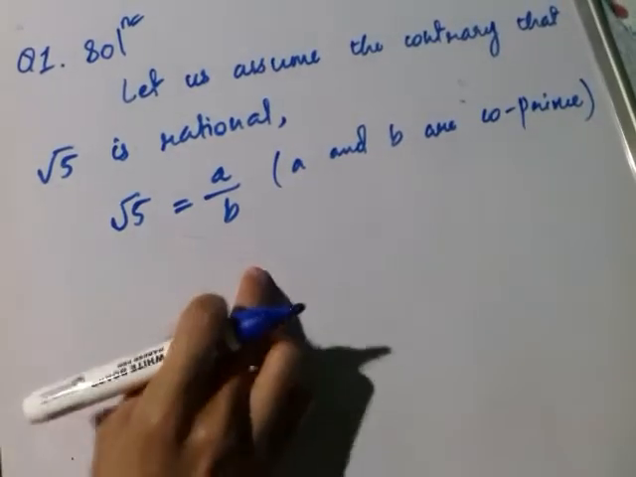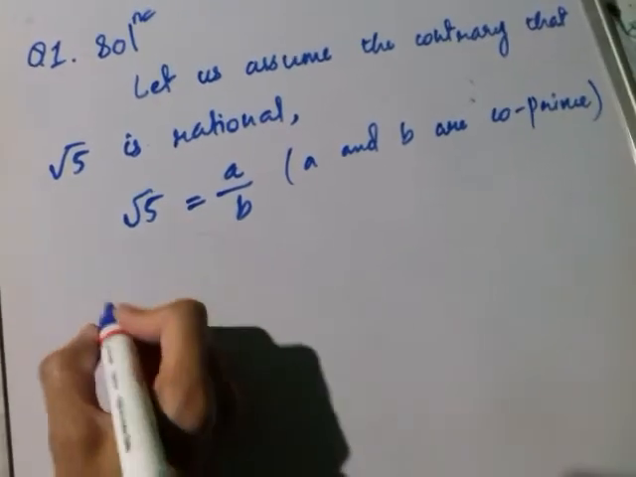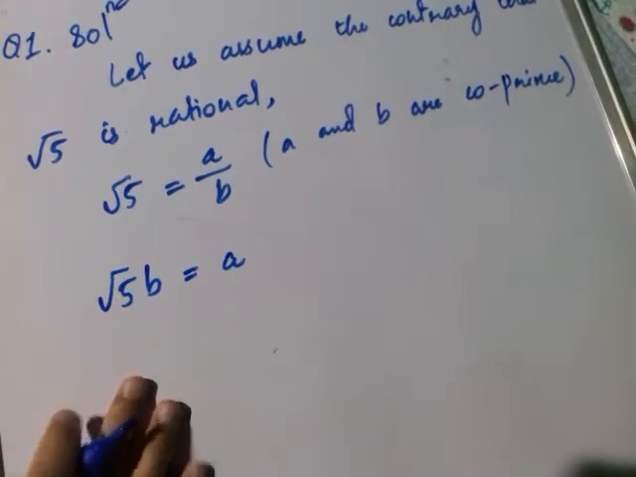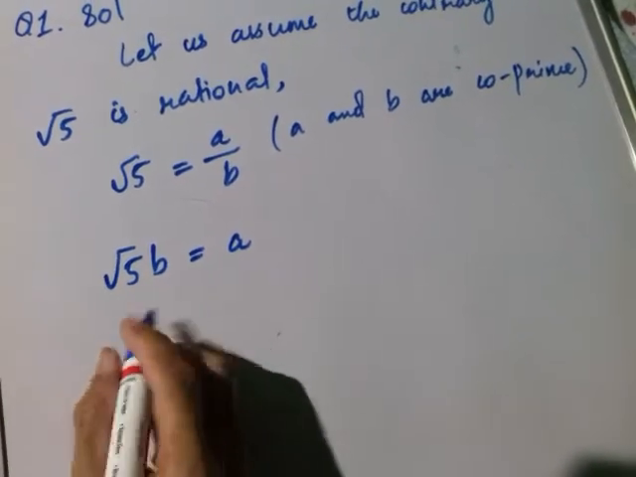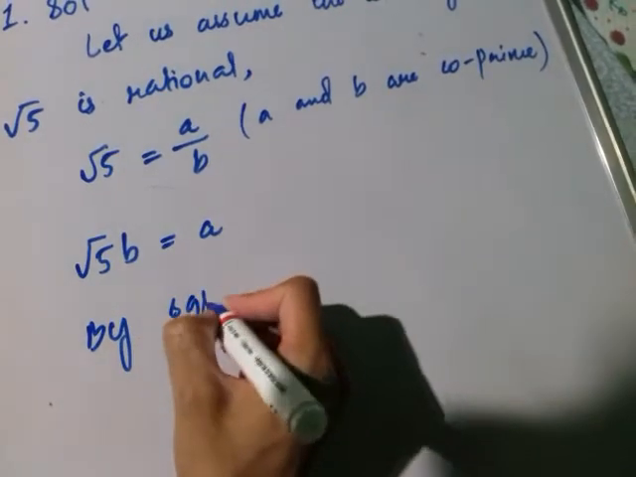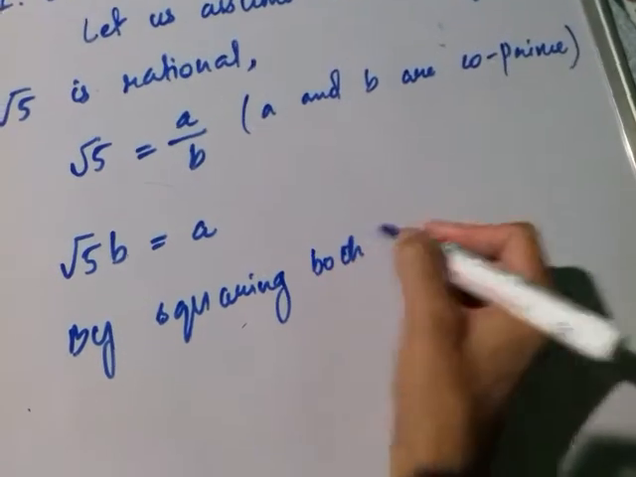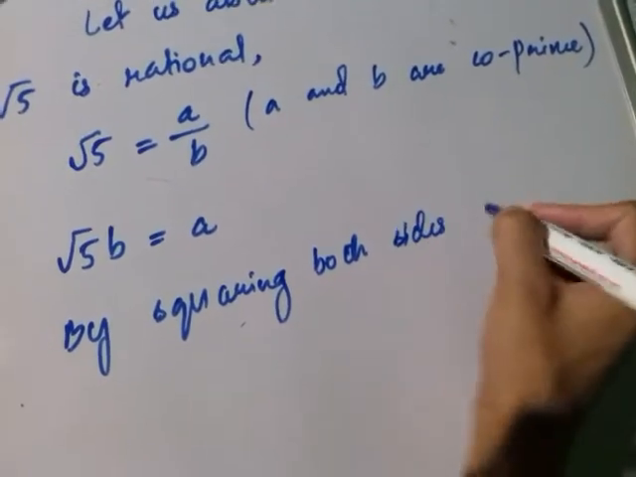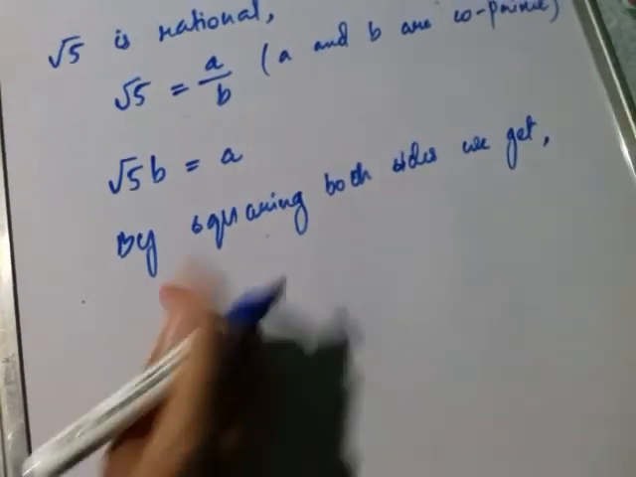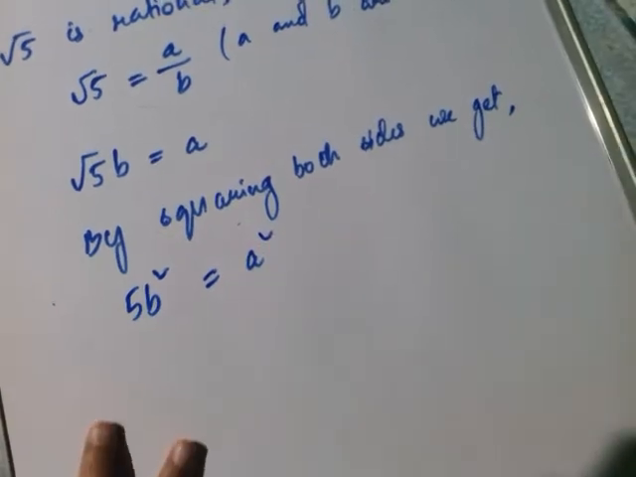Then this will be multiplied: root 5 b equals a. Then by squaring both sides we get 5b square equals a square.